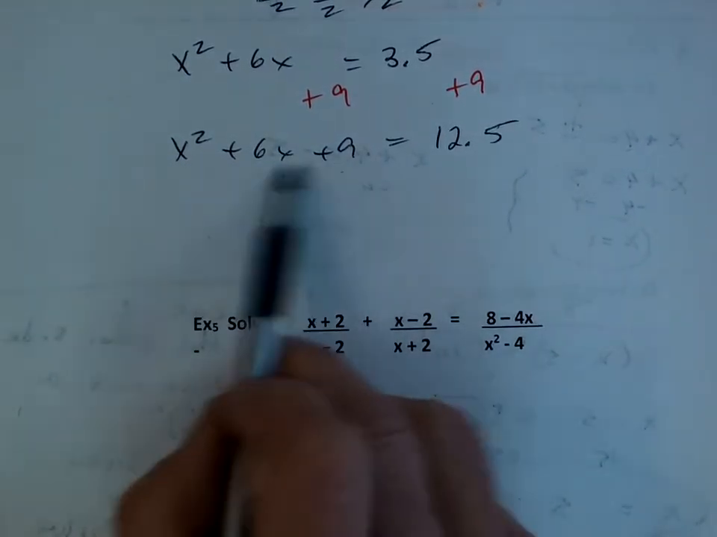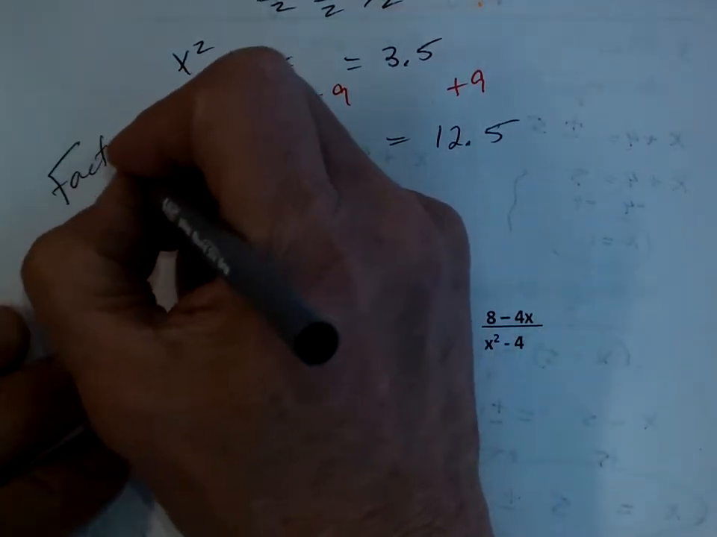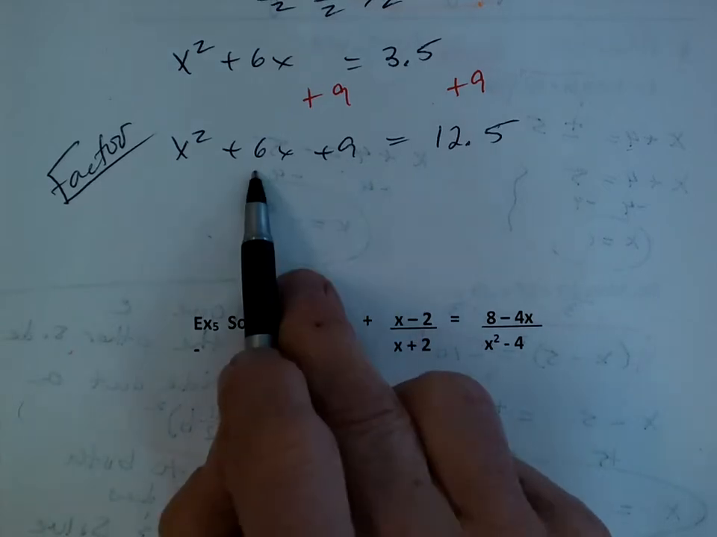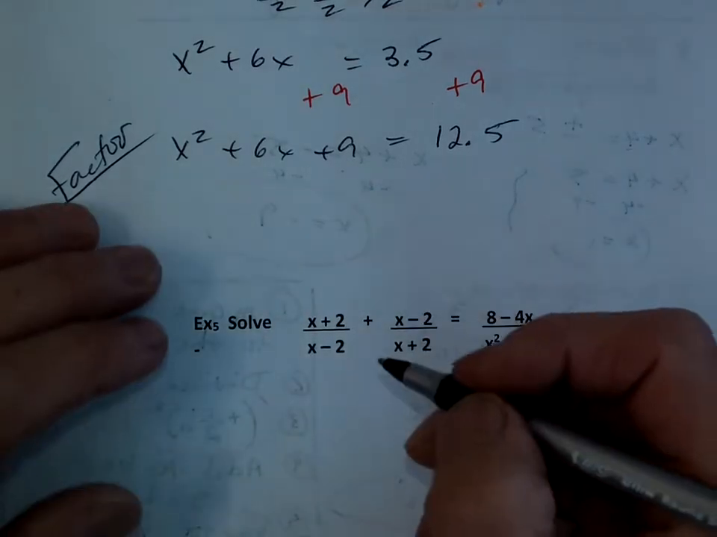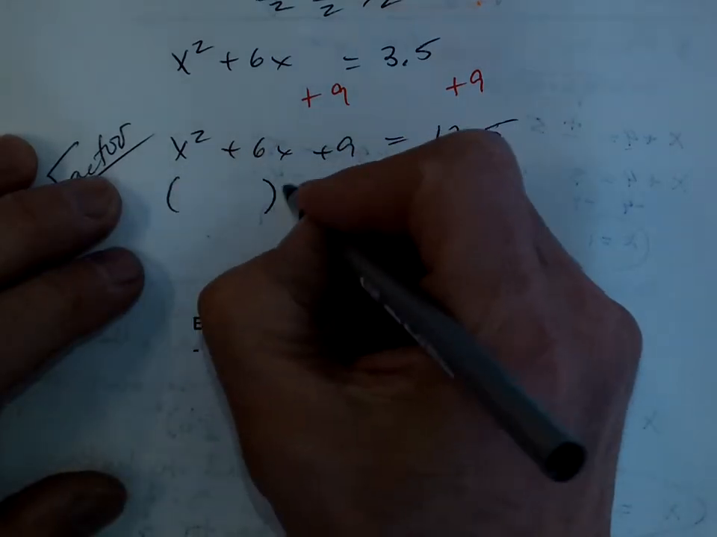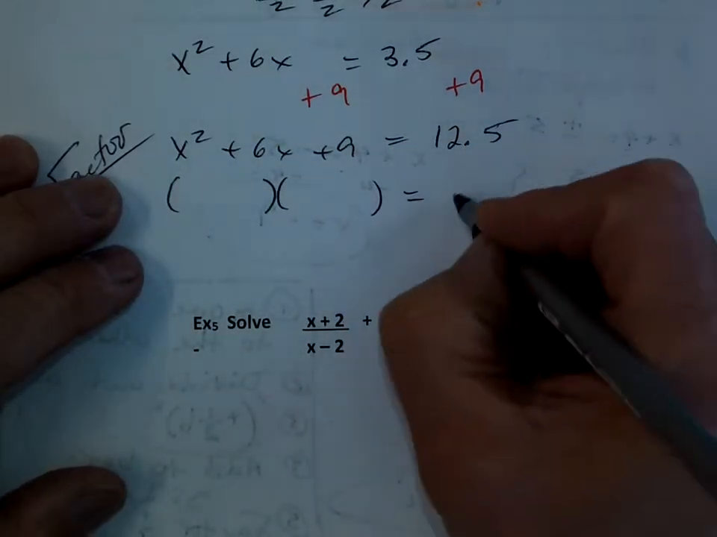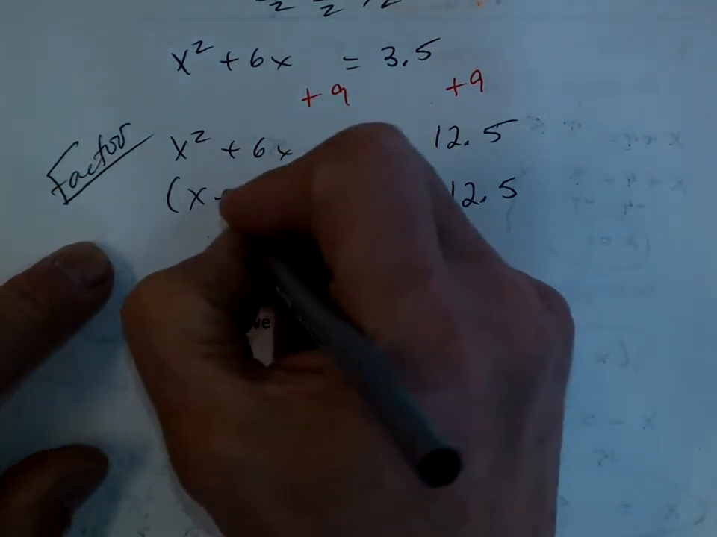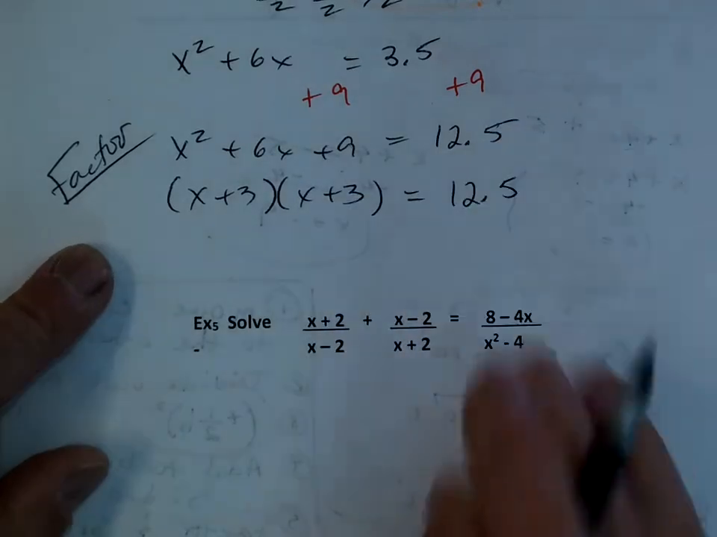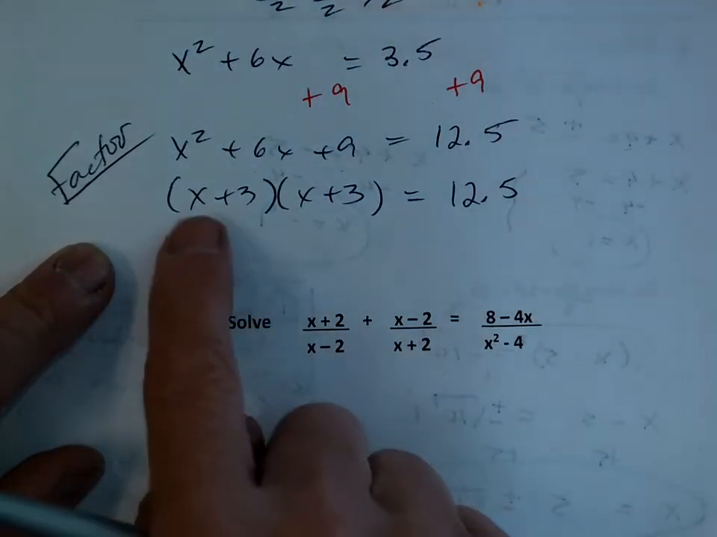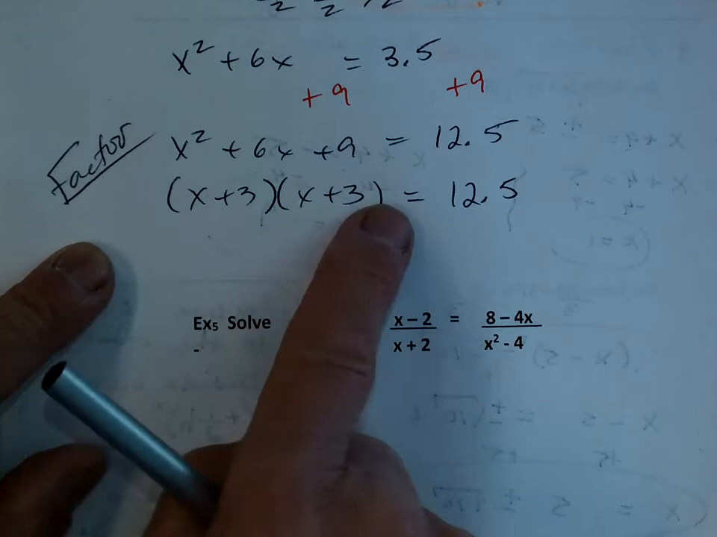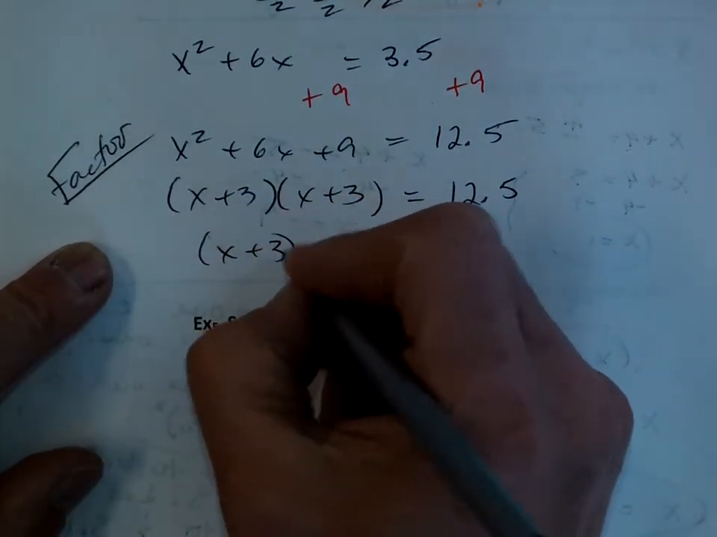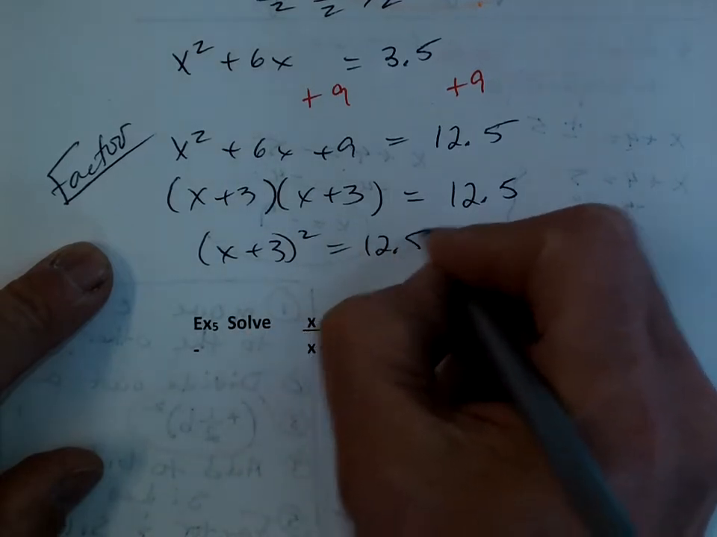This will factor. What times what makes 9 that adds up to 6? 3 and 3, right? Cameron, I know you know how to factor. So x plus 3, right? And the whole reason we complete the square is so we get to this spot where they're the same. They will always be the same if you do it right. And then you'll have x plus 3 squared equals 12.5.